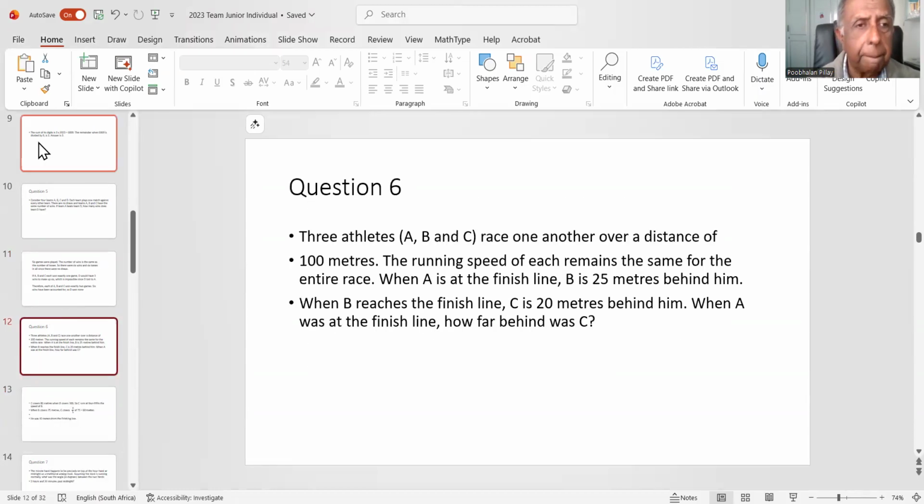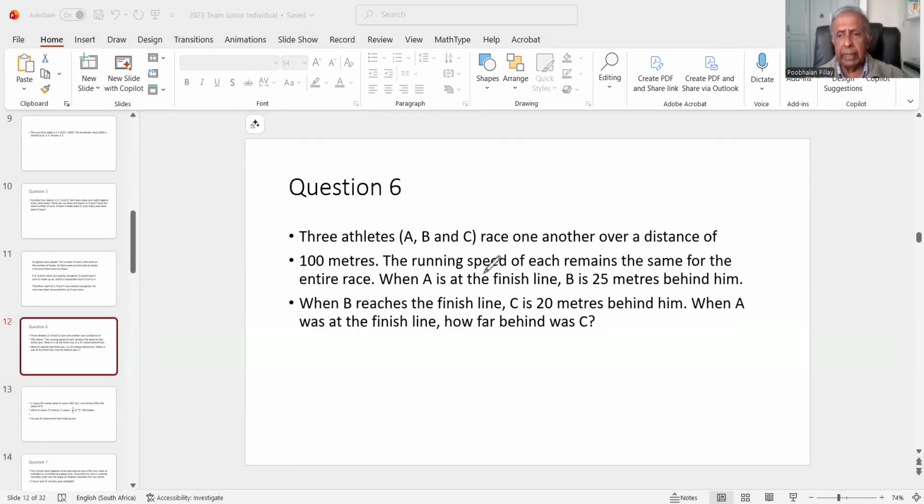We go to question 6. It says 3 athletes A, B, and C race one another over a distance of 100 meters. Okay, let's draw a diagram of that. So they race one another, A, B, and C. The running speed of each remains the same for the entire race. When A is at the finishing line, so A is here, which means that A has run 100 meters. Because the distance here is said 100.